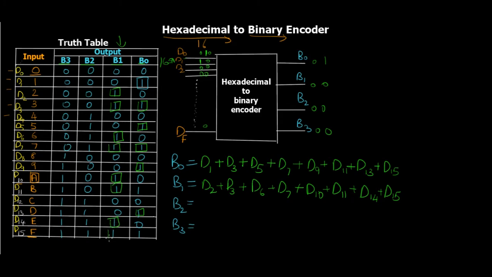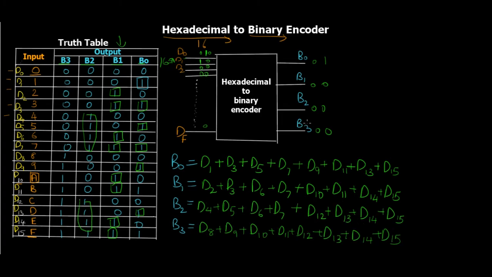Okay, so I'm just going to mark B2 and B3 quickly, and probably you can just note this on a piece of paper or a rough book. So for B2 we have these 4 values, and I'll just quickly write them down. Okay, so I have written all the output expressions for each of the outputs.